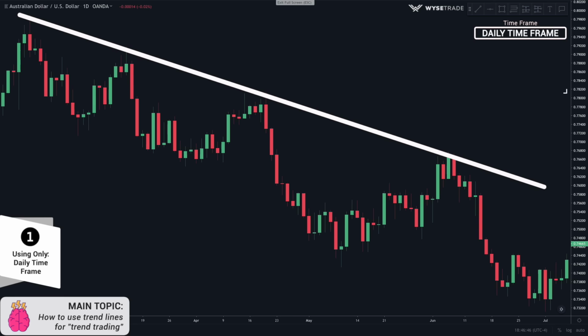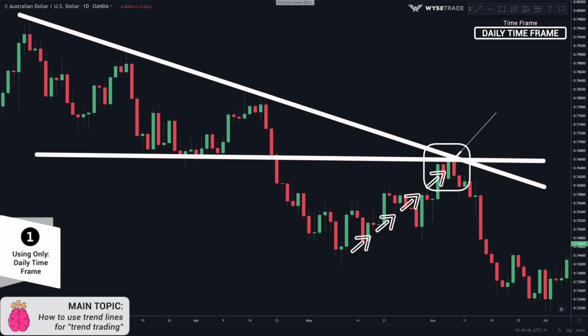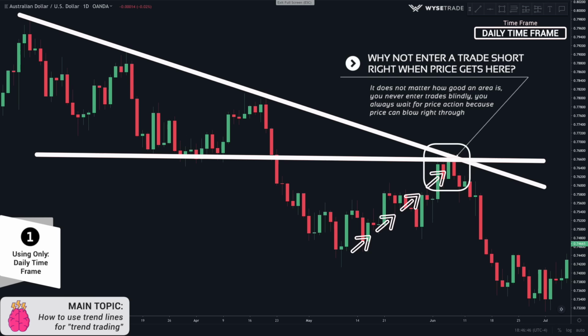Fifth, when price started to approach this area, since you had this area already identified, you were watching to see what price would do once it got here, aka price action. So, you were probably thinking, why not just enter a trade short right away once price got to this axis point? Again, as a reminder from past videos, it does not matter how good an area is. You do not enter trades blindly once price gets to these areas. You always wait for price action because price can easily blow right through.